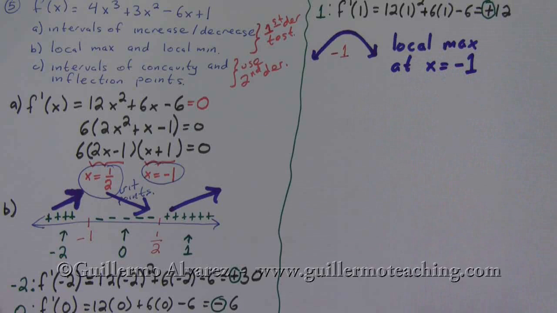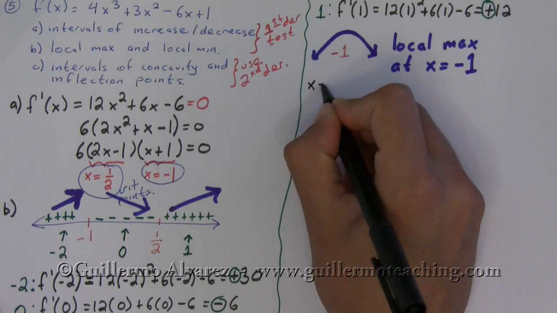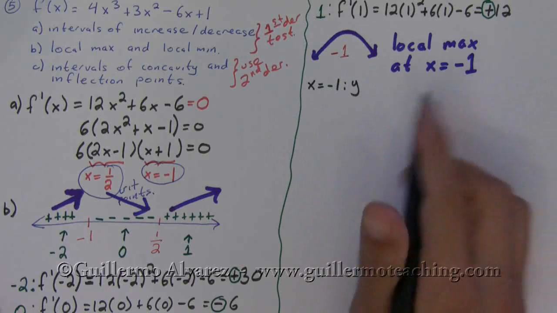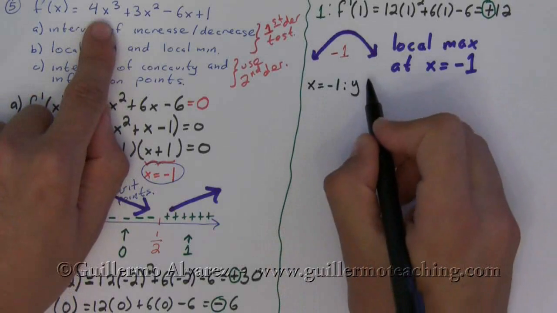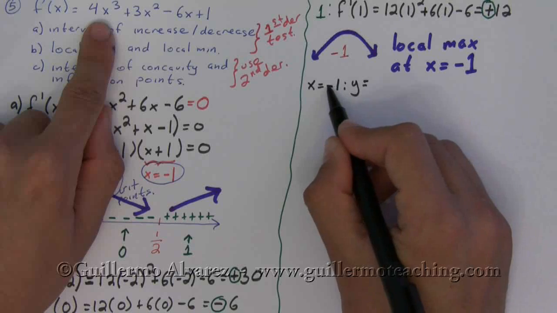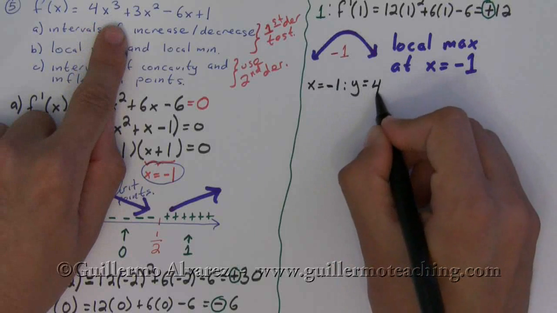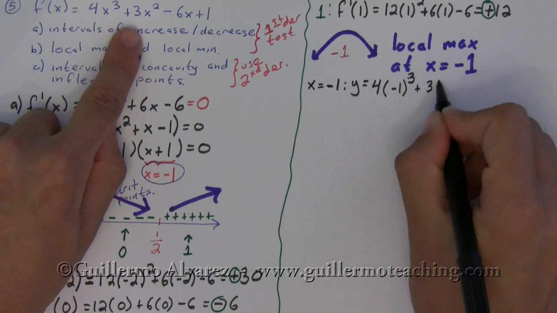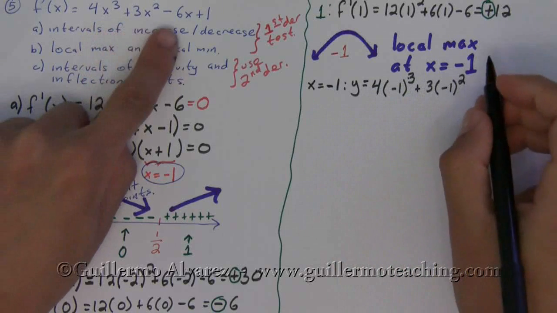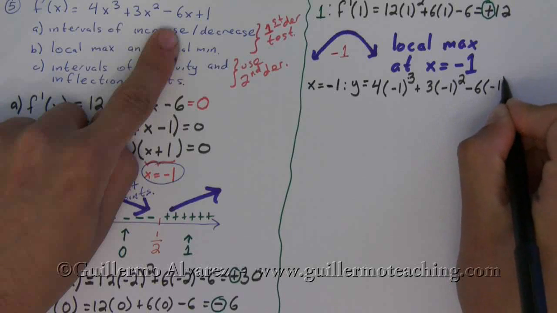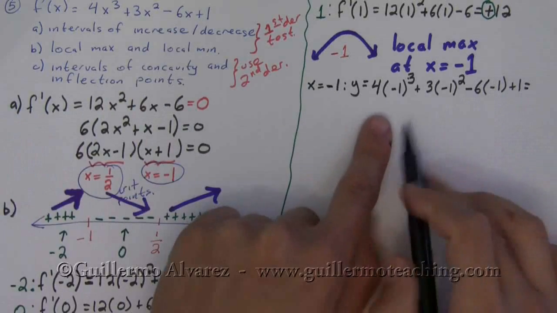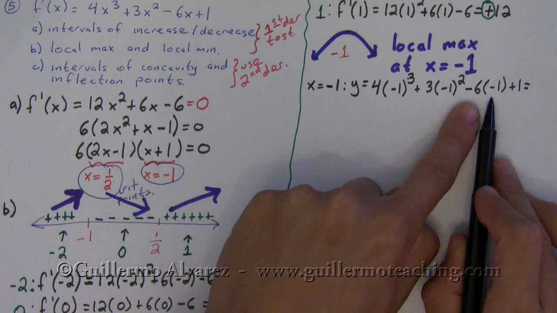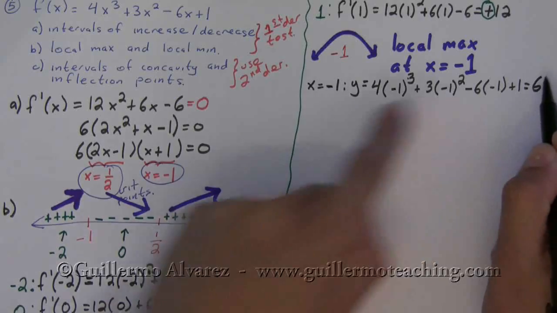And then to find the y value at that local maximum, I would just have to plug the x value into, this time, the original function. So when x is equal to -1, y is equal to 4 times -1 cubed plus 3 times -1 squared minus 6 times -1 plus 1. So this is equal to -4 plus 3 is -1 plus 6 is 5 plus 1 is 6.